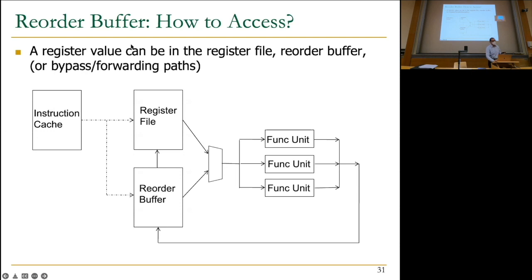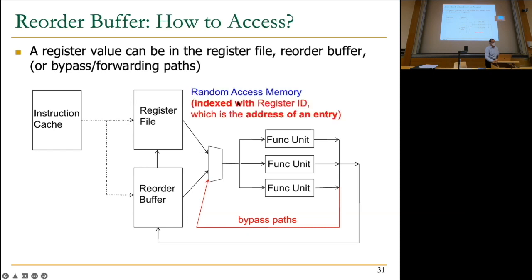So a register value can be in the register file, or the reorder buffer, or in the bypass paths, forwarding paths. So there are three places where a register value can come from in a machine. When you decode the instruction, well, bypass paths I just added over here also. When you decode the instruction, you access all of them concurrently. So register file, we know how to access it, right? It's called random access memory. You index the register file with the register ID. It's very similar to the memories that we have seen earlier, which is the address of the entry. Okay. So we know how to do this.